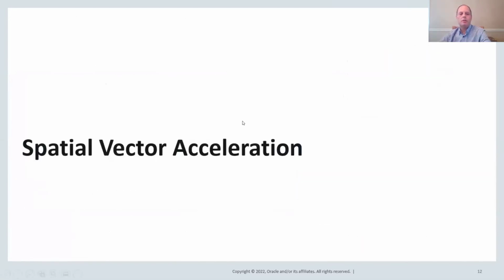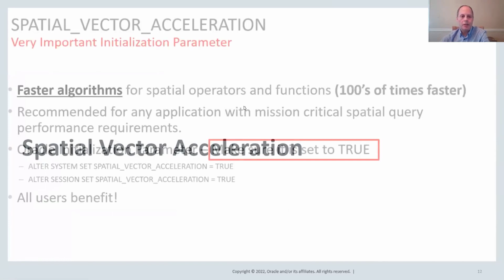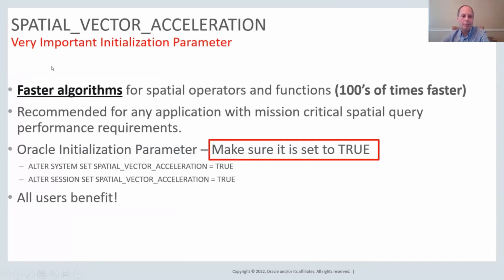Spatial vector acceleration. This is something we introduced a few years back. It is an initialization parameter. It's a very important initialization parameter. I can't tell you, even my most experienced customers, I'll go and they're having a problem. I'll get on a call with them. We'll do a Zoom conference.